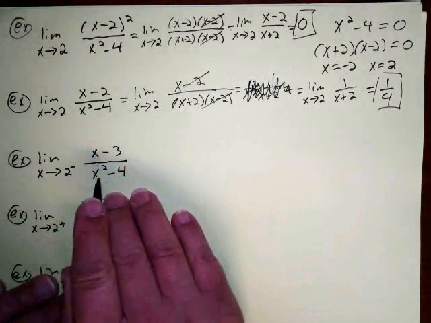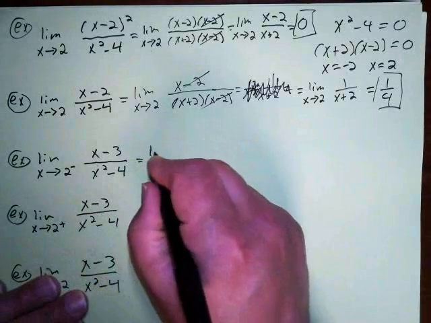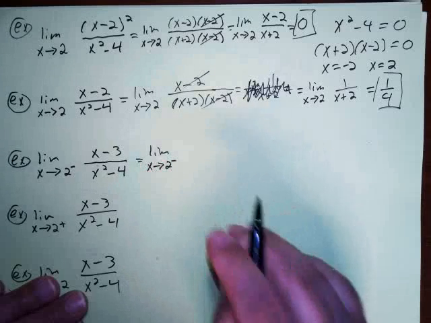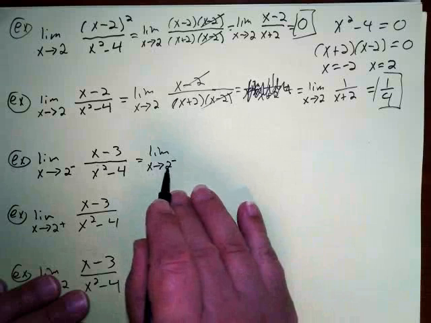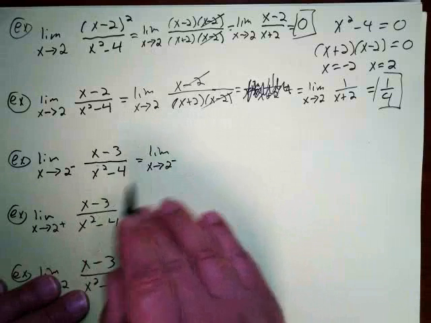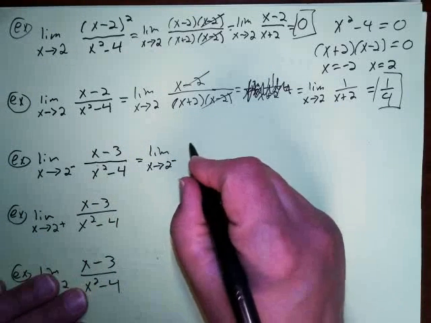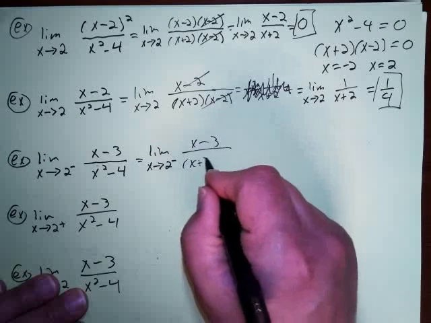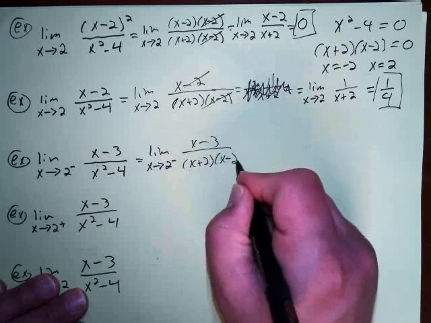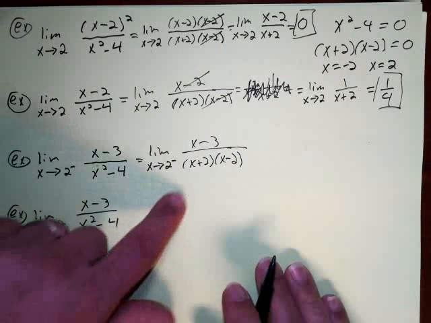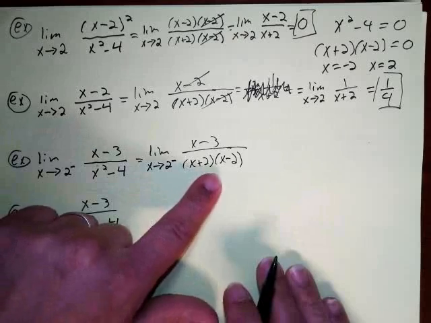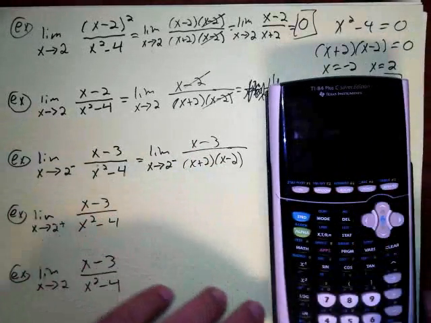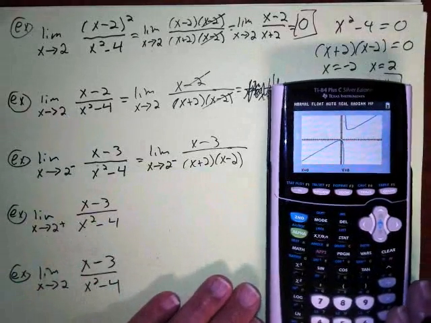Well, what about this one here? Well, let's look. We have the limit as x goes to 2, and this is a one-sided limit, so x goes to 2 from the negative side. And here we have x minus 3 on top, and this will be x plus 2 and x minus 2. And what we see here is that the x minus 2 factor does not cancel out. So you actually do get a vertical asymptote.